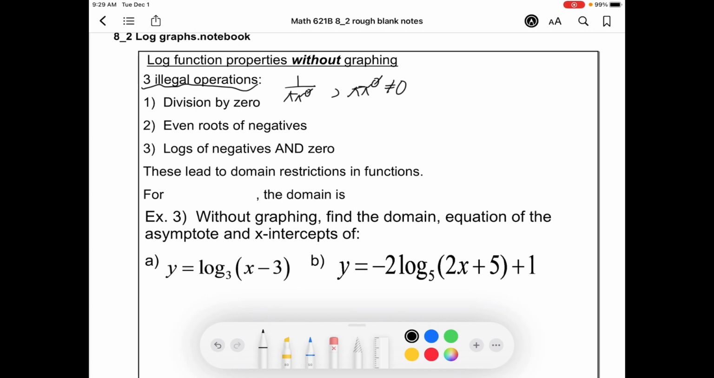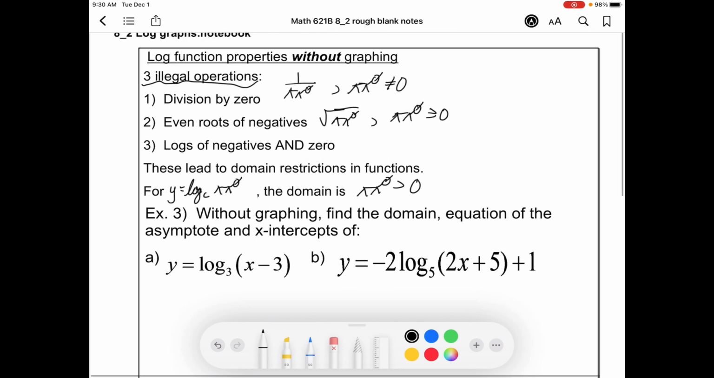You can't take even roots of negatives. So if you have the square root of something, then that something has to be 0 or positive. So it has to be greater than or equal to 0. And the final thing that's illegal is logs of negatives and 0. You can't take the log of negative, you can't take the log of 0. So that leads to a domain restriction, something like this. If you had y equals log base c of something, anything at all, that thing that we're taking the log of has to be positive. So let's put that to use down here.